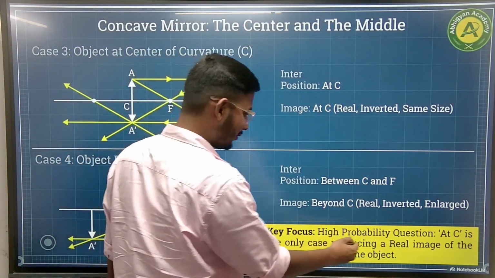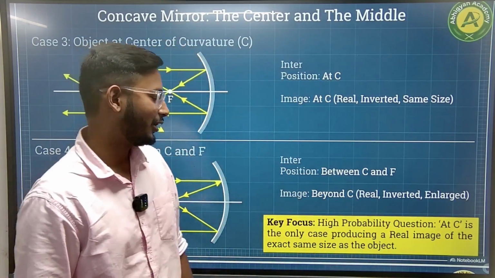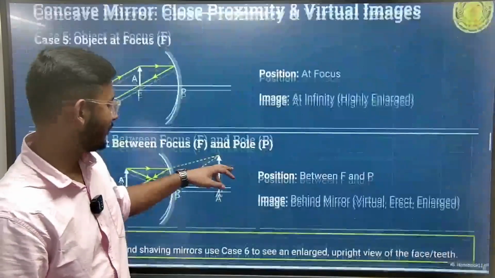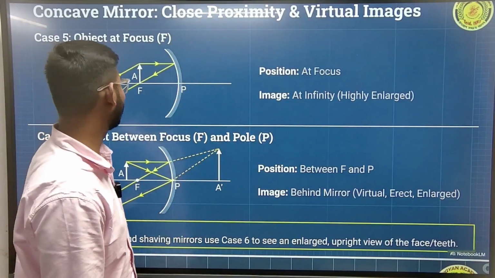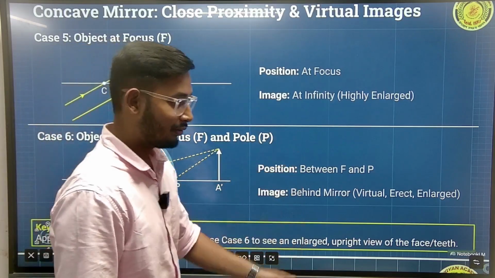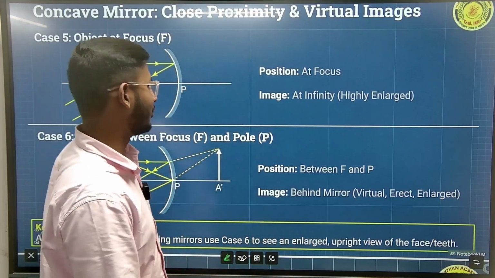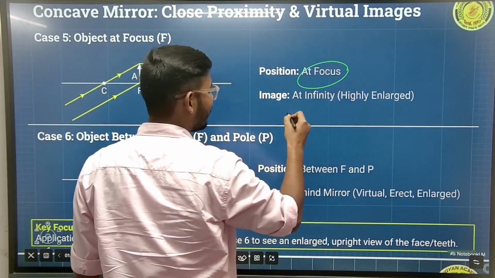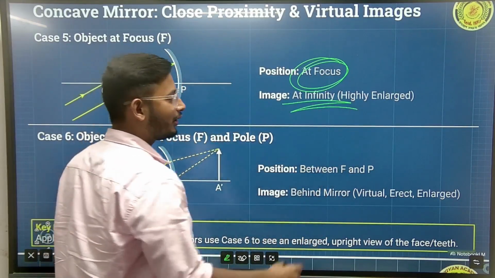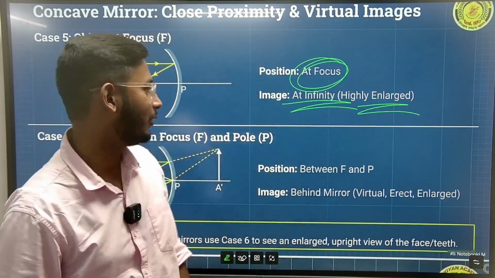Okay. Remember the fact, when the object is at C, the image is real and at C and will also be the same size. This is case 5, object at focus. So when the object is placed at the focus, as I have said, when the object is going towards the mirror, the image will go away from the mirror. So when the object is at focus, the image will be at infinity. It will get highly enlarged. The size of the image will be very large compared to the object.